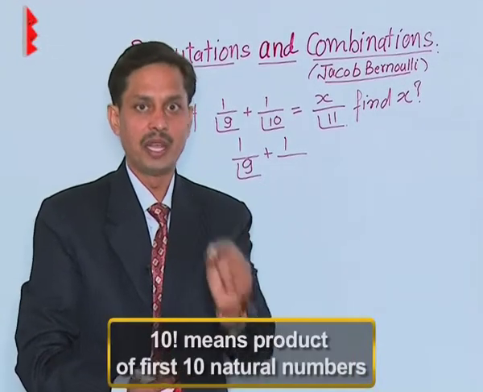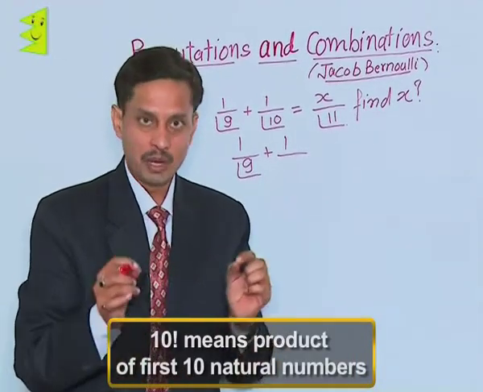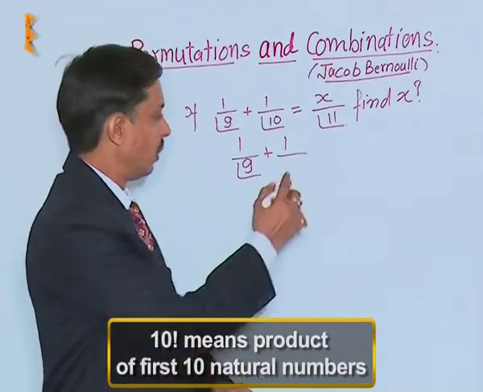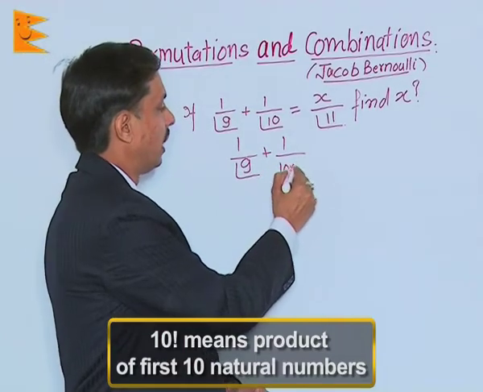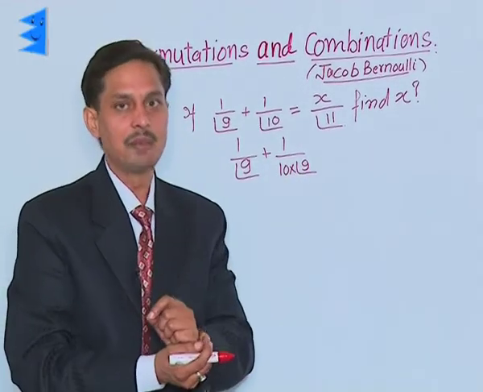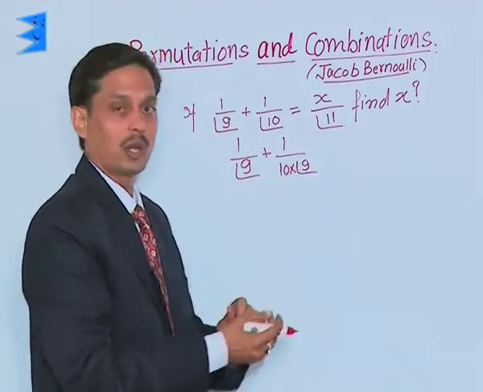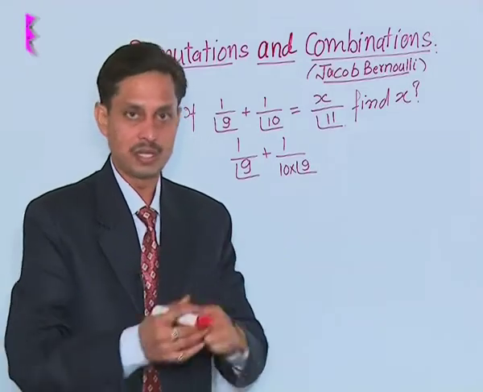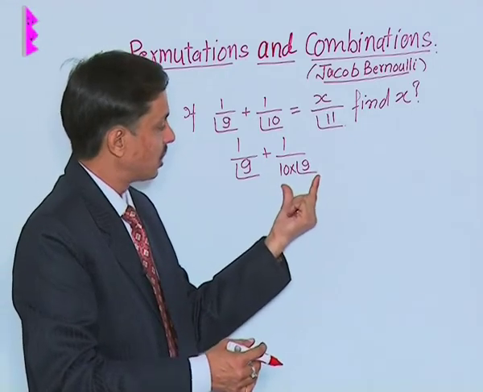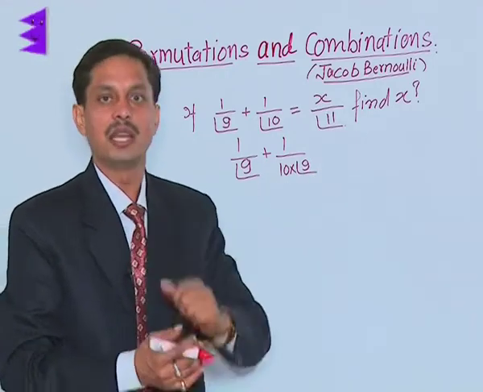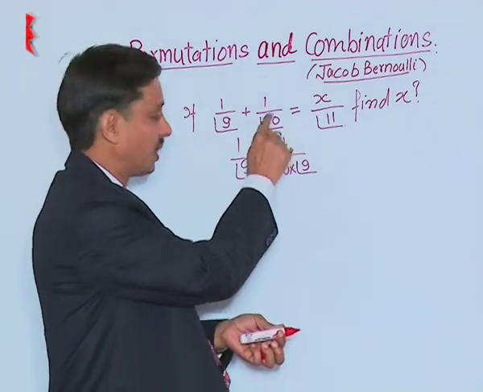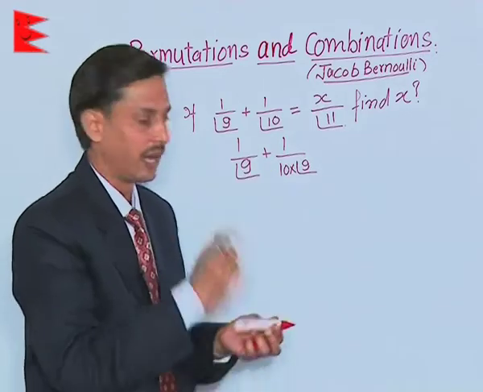The meaning of factorial 10 is the product of the first 10 natural numbers, which can also be written as 10 into factorial 9. Factorial 9 is the product of the first 9 natural numbers, and with 10 here, ultimately it is still the product of the first 10 natural numbers. So I have brought factorial 10 into the shape of factorial 9.